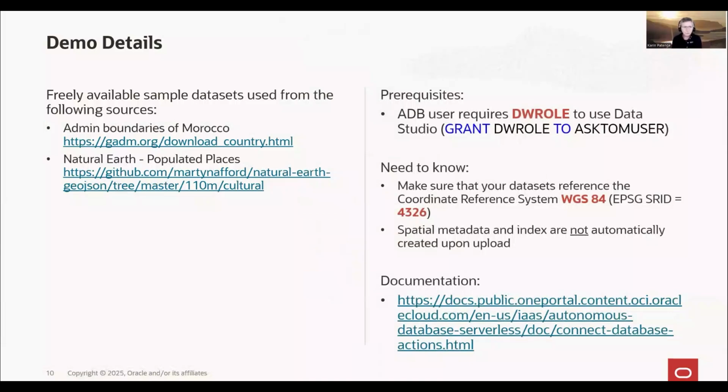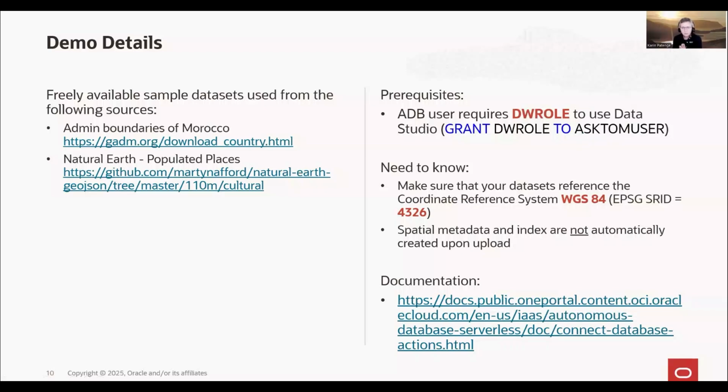So it's an additional option you can use, and I'm going to show you how you can use it based on freely available vector data sets. Here, the admin boundaries, and I've chosen one of the country of Morocco in this case. I've also picked a vector data set provided by Natural Earth, and here are the links where you can find the data sets. In order to use Data Studio, the database user needs to have a DW role, which can be assigned by the admin user again. So grant DW role to Ask Tom user. This is what I've done in advance to be able to use Data Studio with that Ask Tom user.